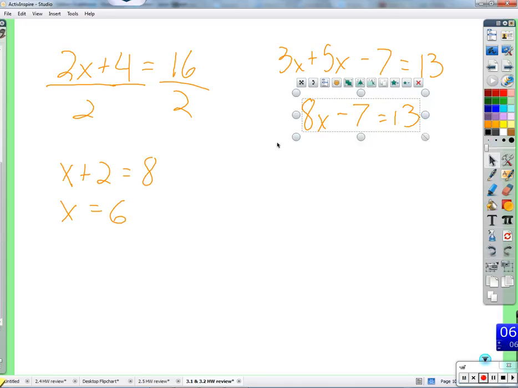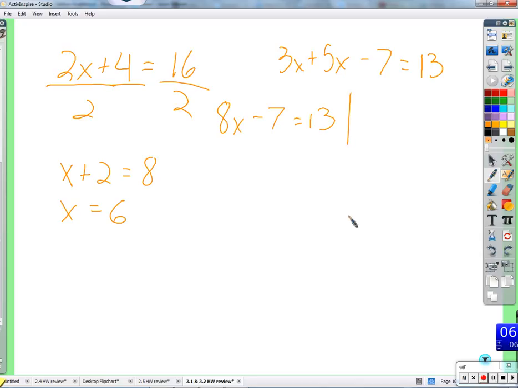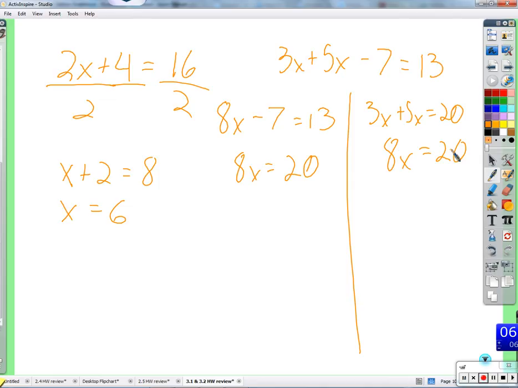Now we've got alternate universes where one person collected like terms, and somebody else added 7 on both sides and had 3x plus 5x equals 20. What would this person do next? Add 7. That person added 7 first, this person's adding 7 second. Does it make any difference? No, it doesn't. 8x now equals 20. Now this person's going to have to collect like terms. That gives us the same thing. And then what are they both going to do now? Divide by 8. X equals 20 over 8.